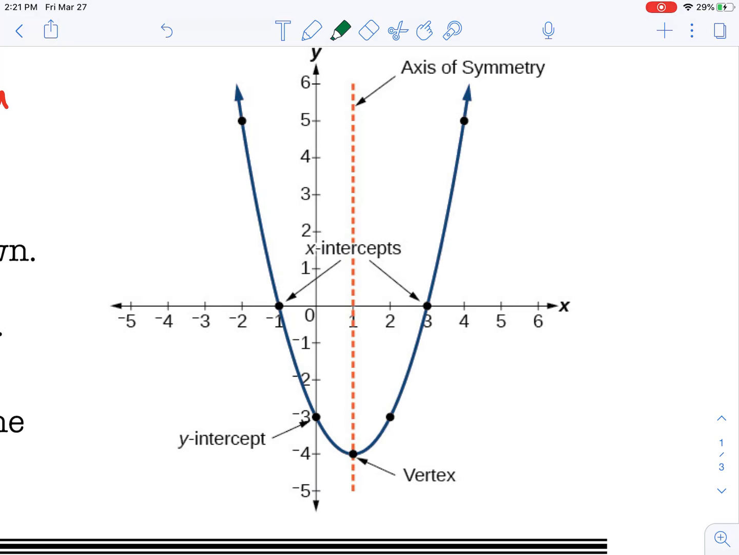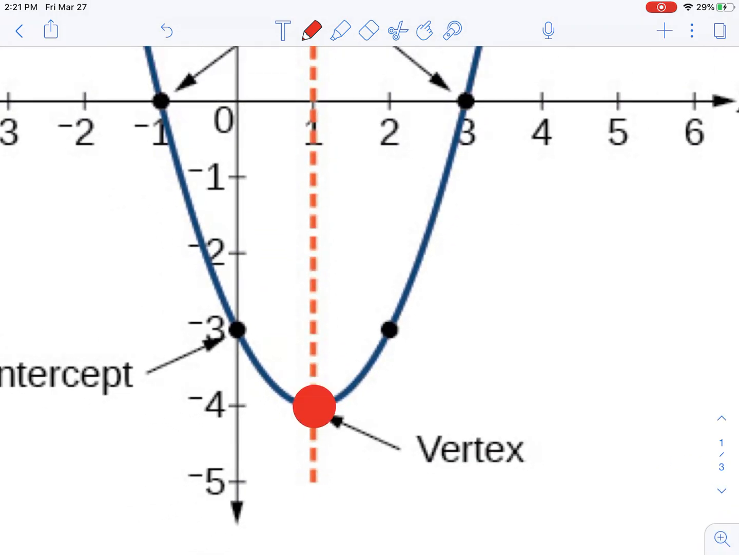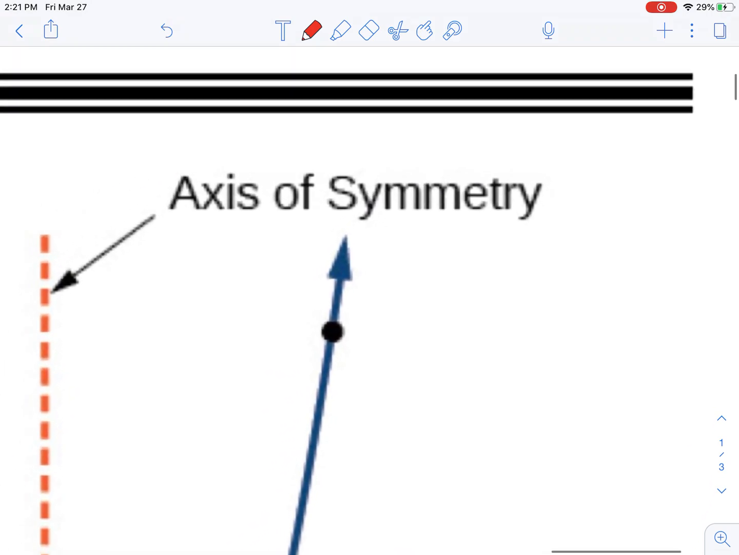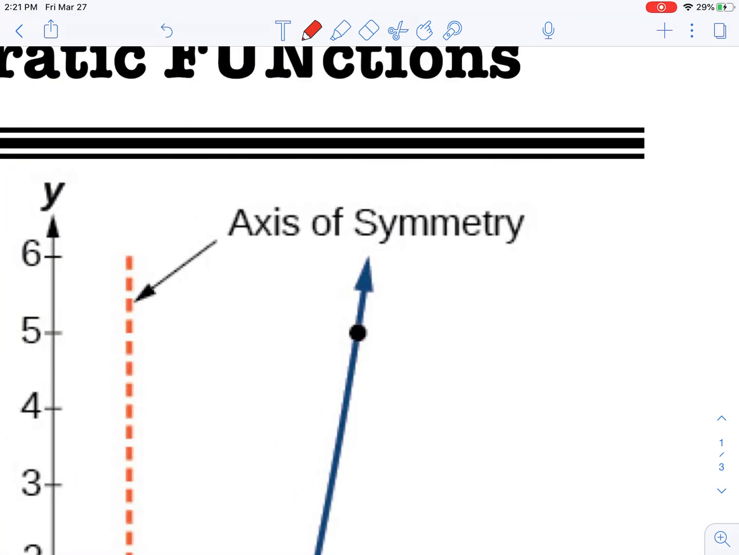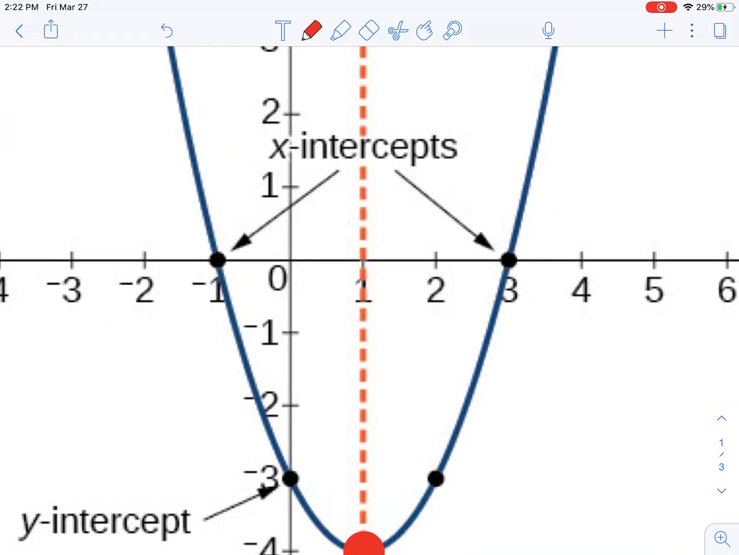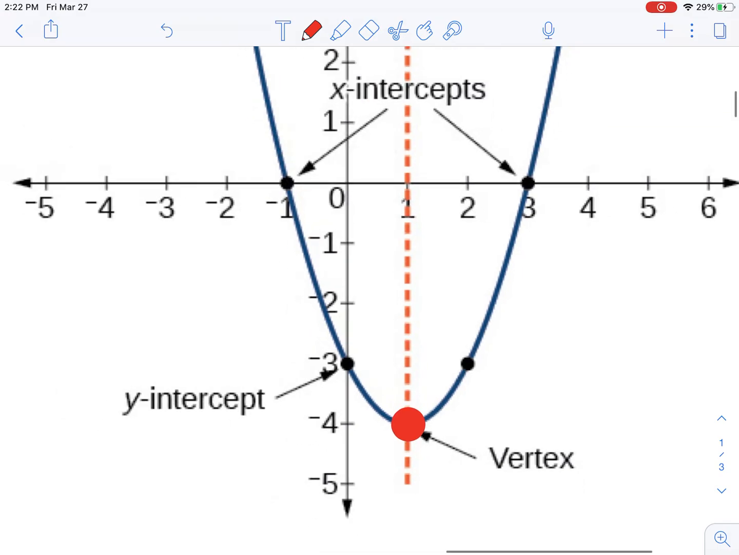Also, a bit of a reminder from 9.1. Our vertex is the highest or lowest point of the graph depending on the way it opens, and it sits right in the center. The dashed line that goes completely vertical through it is called our axis of symmetry. It is the line that we could fold the parabola on because the right and left sides would fold over and be identical. The x-intercepts are going to be important to us when we get to lesson 9.3, so we'll talk about those more. And then depending on where your graph is located, typically you will have a y-intercept.